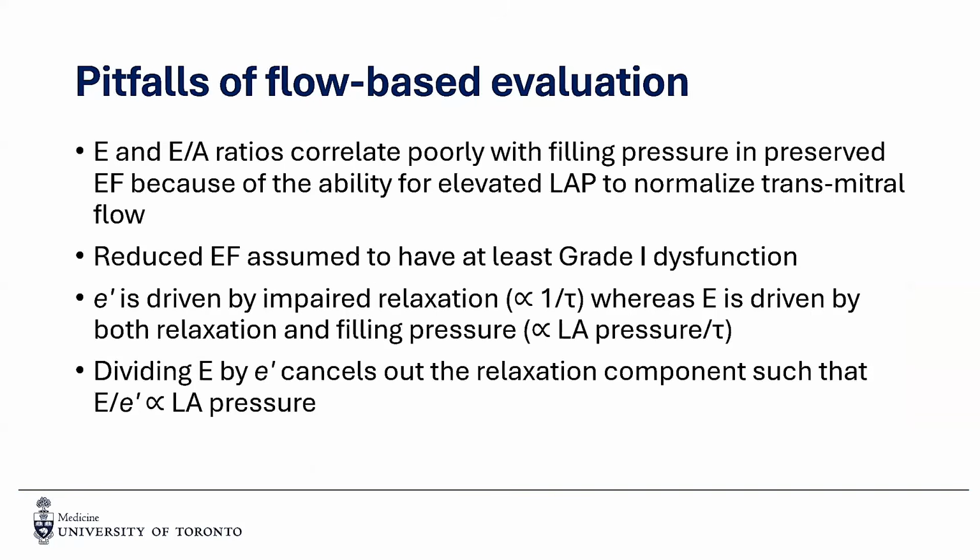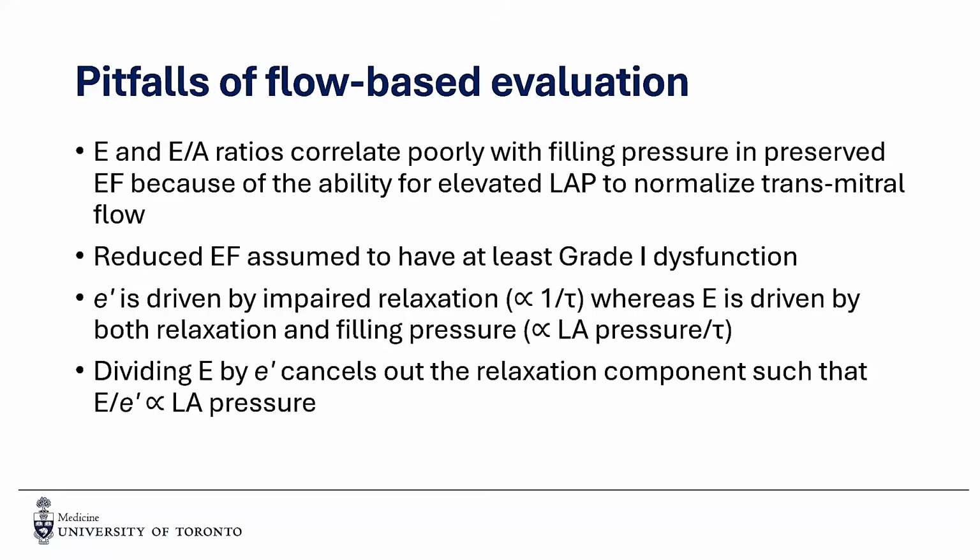In people with reduced ejection fraction, we generally assume that the same myocardial process that causes systolic dysfunction also leads to at least grade 1 diastolic dysfunction as well. And so because of this, any elevations in your E or E to A ratio is generally going to be thought of as a direct product of your increasing left atrial pressure.